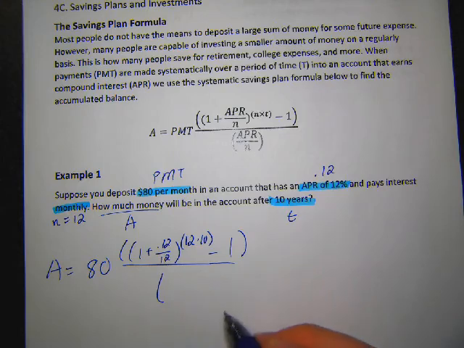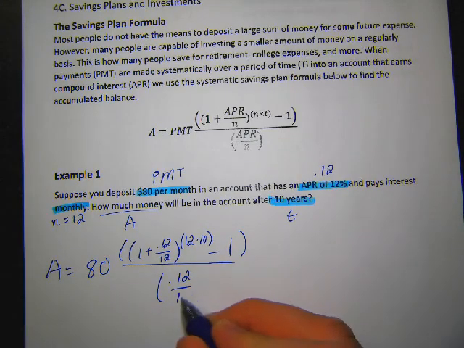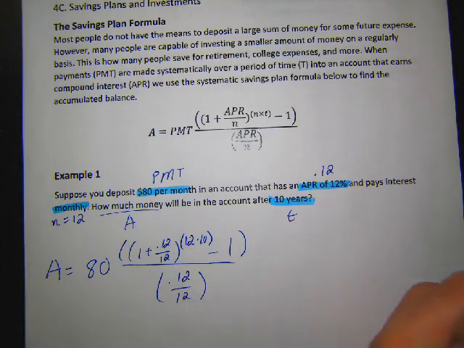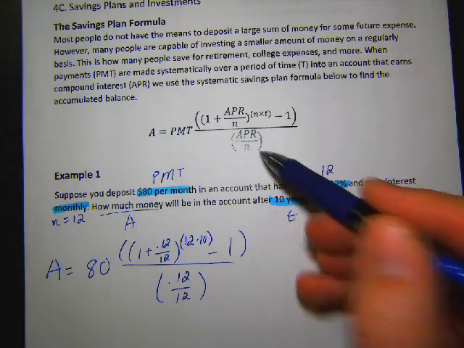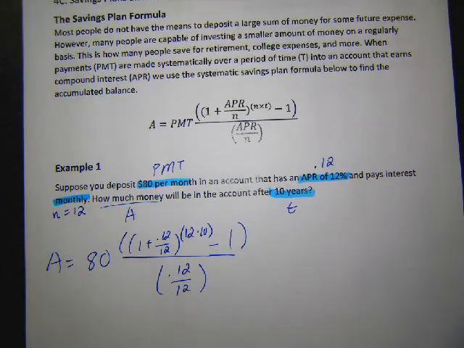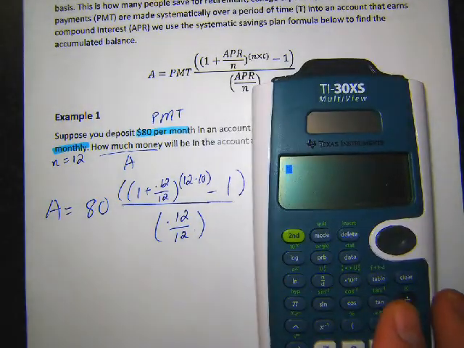On the bottom, we have the APR again, which is 0.12, over n, which is 12. So it's that same ratio, 0.12 over 12 in both these parts, APR over n, APR over n. Be really careful about where everything goes parentheses-wise. Sometimes the hardest part of this one is just typing in the calculator. It's easy to make a little mistake here or there.